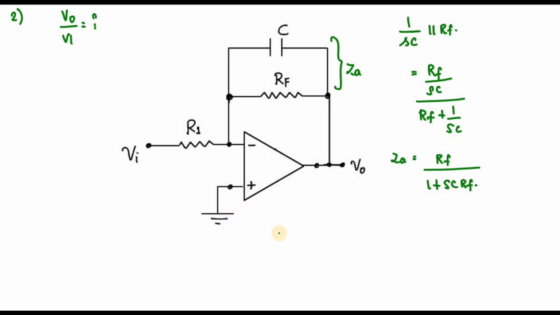Now we know that V naught by VA is equal to minus ZA divided by R1, since it is an inverting amplifier. So I can write minus RF divided by R1 into 1 divided by 1 plus SC RF. So this is my transfer function.